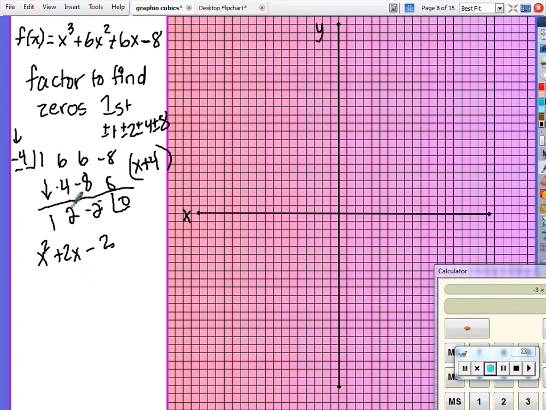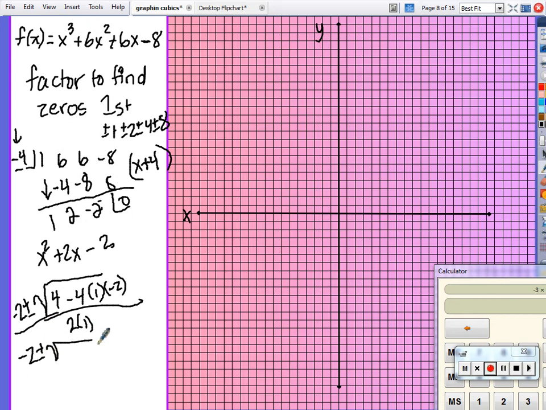So let me check my math here for a second. All right, so I've got to use my quadratic formula. So the opposite of 2, plus or minus the square root of 2 squared, which is 4, minus 4 times 1 times negative 2, all over 2 times 1. So that gives us negative 2 plus or minus the square root of 4 plus 8, all over 2. So that gives us the square root of 12.